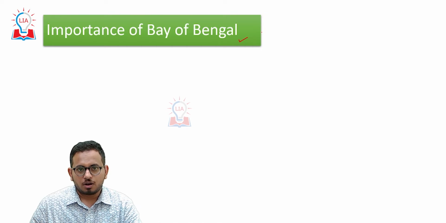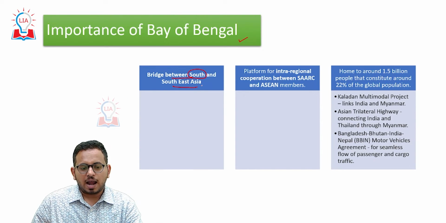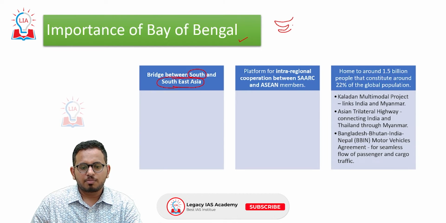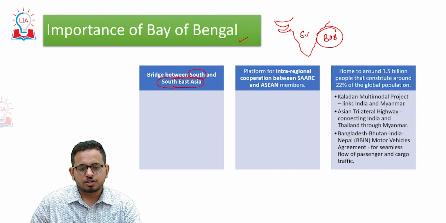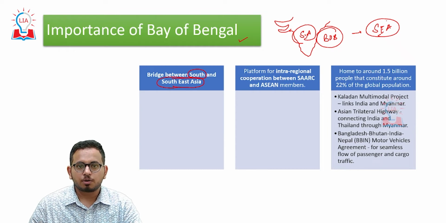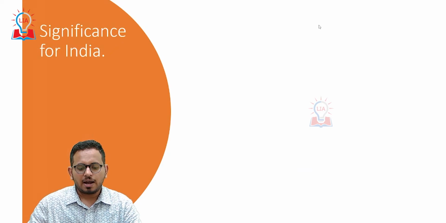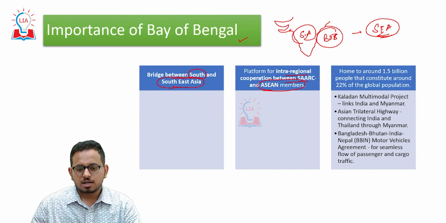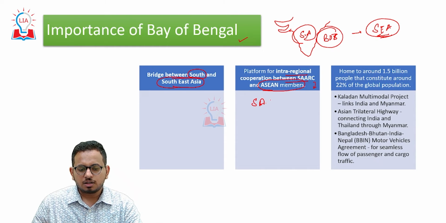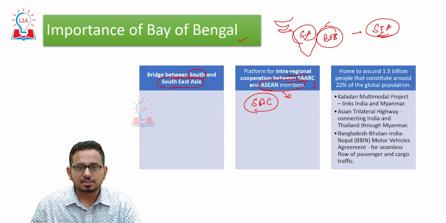What is the importance of the Bay of Bengal? Let's understand. The Bay of Bengal is a bridge between South and Southeast Asia. If you look at the Indian map here, this is South Asia, and towards the eastern side you have Southeast Asia, that is Myanmar, Thailand, Cambodia, Laos, Vietnam, Singapore, Indonesia, Malaysia, Philippines, Brunei. So the Bay of Bengal is a bridge which connects South Asia and Southeast Asia. It is a platform for intra-regional cooperation between SAARC and ASEAN countries. SAARC deals exclusively with South Asian countries, while ASEAN is a group of Southeast Asian nations. So the Bay of Bengal is the one which connects SAARC with ASEAN.